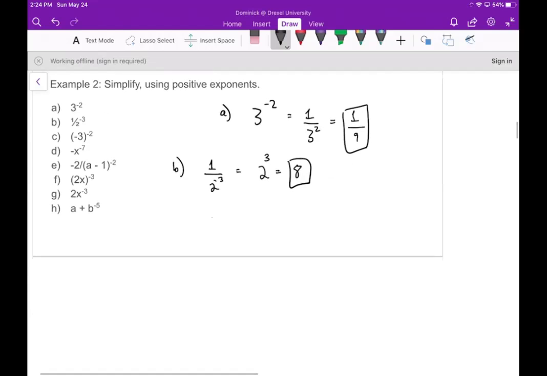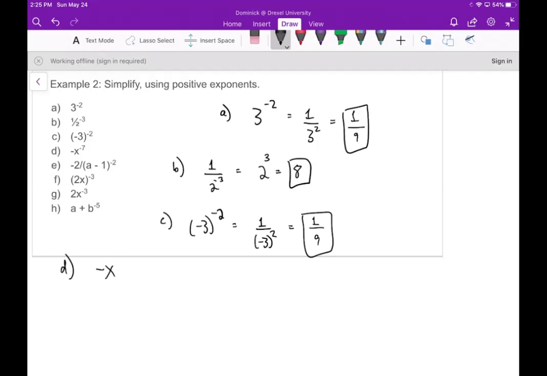Part C, we have negative 3 to the negative 2, and the negative 2 exponent is attached to both of these since it's in parentheses. So this is going to become 1 over negative 3 squared, so 1 over a positive 9. Now part D is when we have to be careful because that negative exponent is only attached to the x here. So we're still going to have a negative 1 up top, and then x to the 7th is going to go in the denominator.